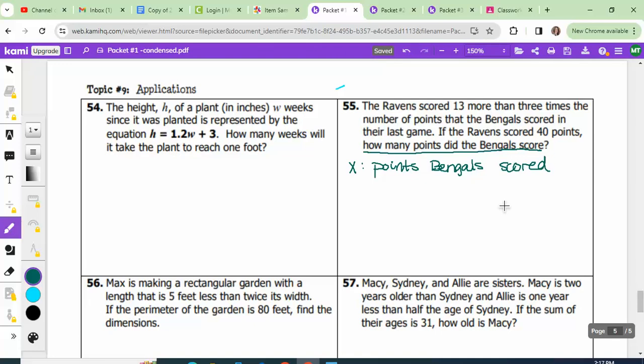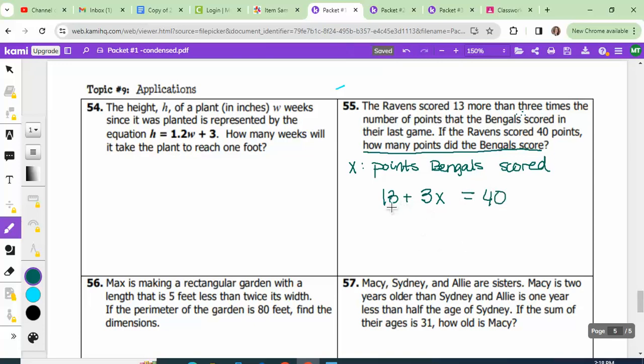So now it said the Ravens scored 13 more than. What does more than mean? Plus 13. 13 plus or plus 13. 3 times the number that the Bengals scored. So that would be 3x. 3x. And the Ravens scored 40, so we would say equals 40. Okay, good.